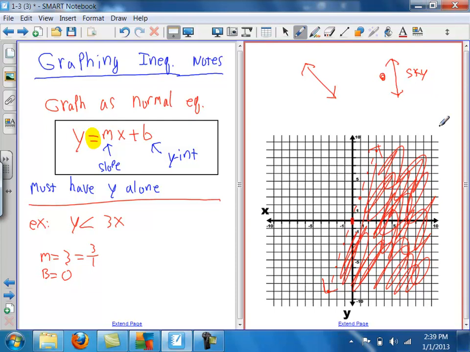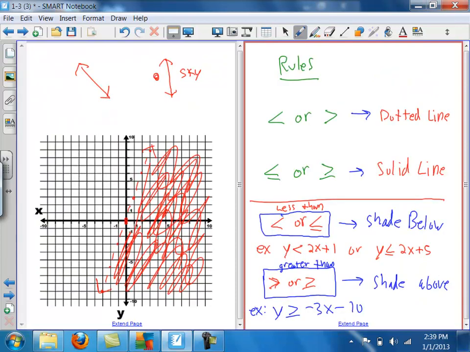So there's your one example. These are the types of equations we've got to do. Follow your rules and you should be fine.